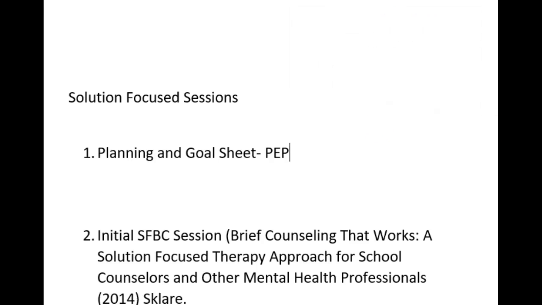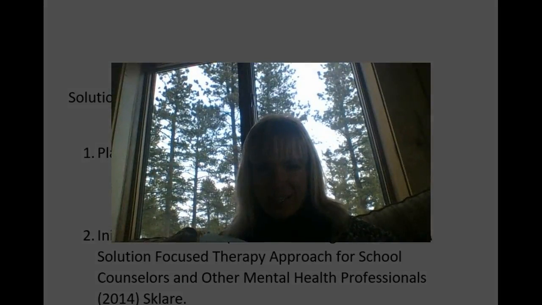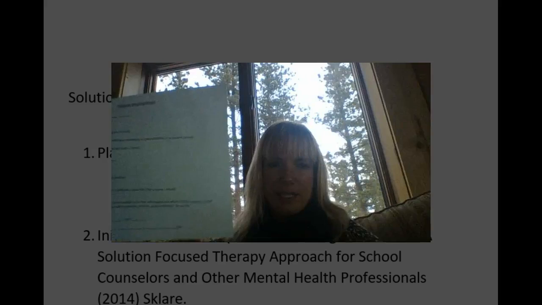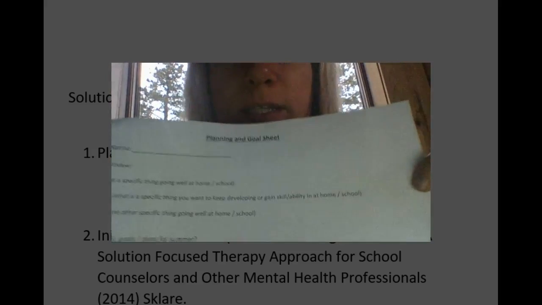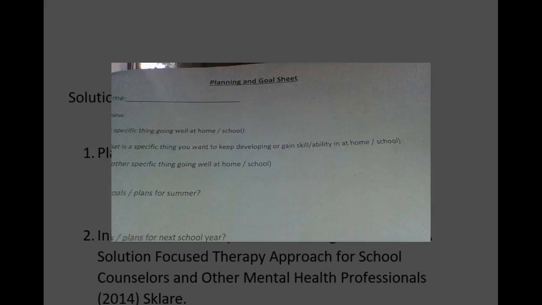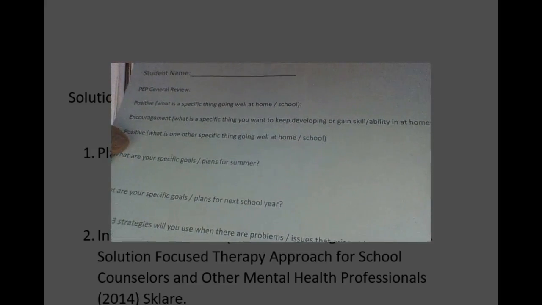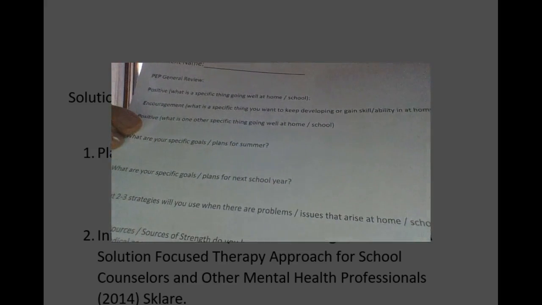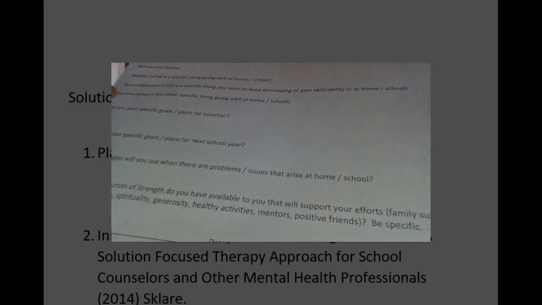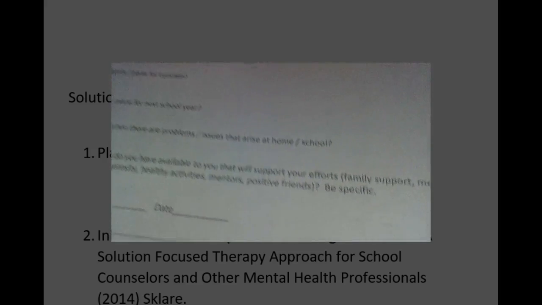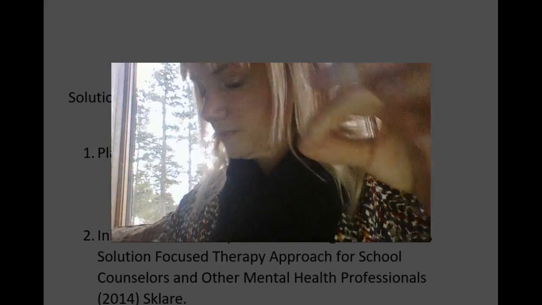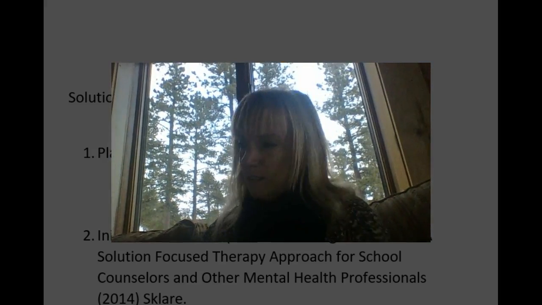I'm going to see if I can do this for one moment. It's freezing on us. Let's see. This is what the goal sheet looks like. Nothing special. But you can see I'm asking for the positives. I'm asking for specific goals and sources of strength. And then signatures. So that is that piece.